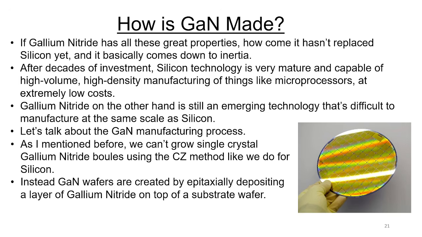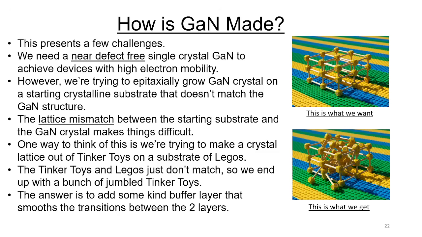As I mentioned before, we can't grow single crystal gallium nitride boules using the CZ method like we do for silicon. By the way, the term boule, I think, means a round loaf of bread in French. So that's the term used for those columns of silicon that are grown using the Czochralski method. So instead, gallium nitride wafers are created by epitaxially depositing a layer of gallium nitride on top of a substrate wafer. So this presents a few challenges.